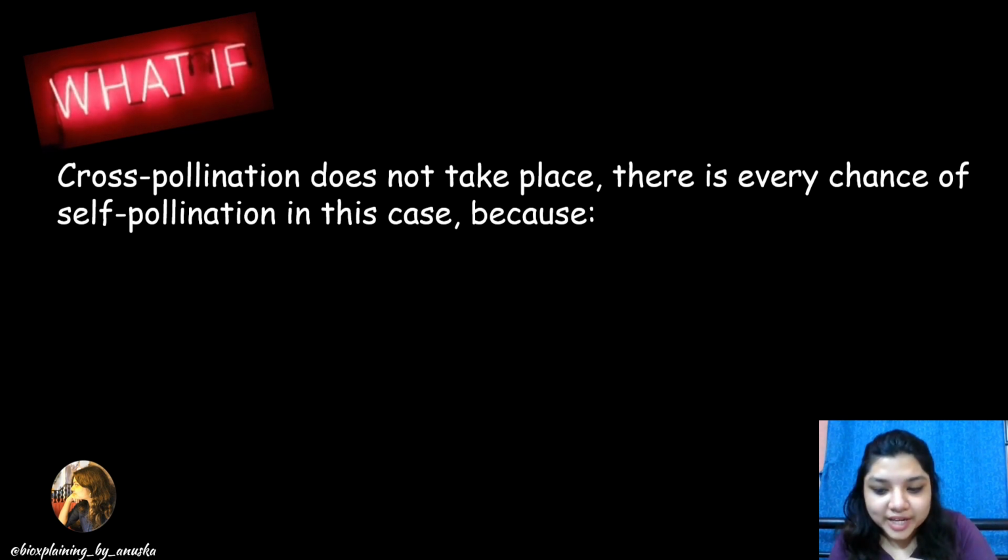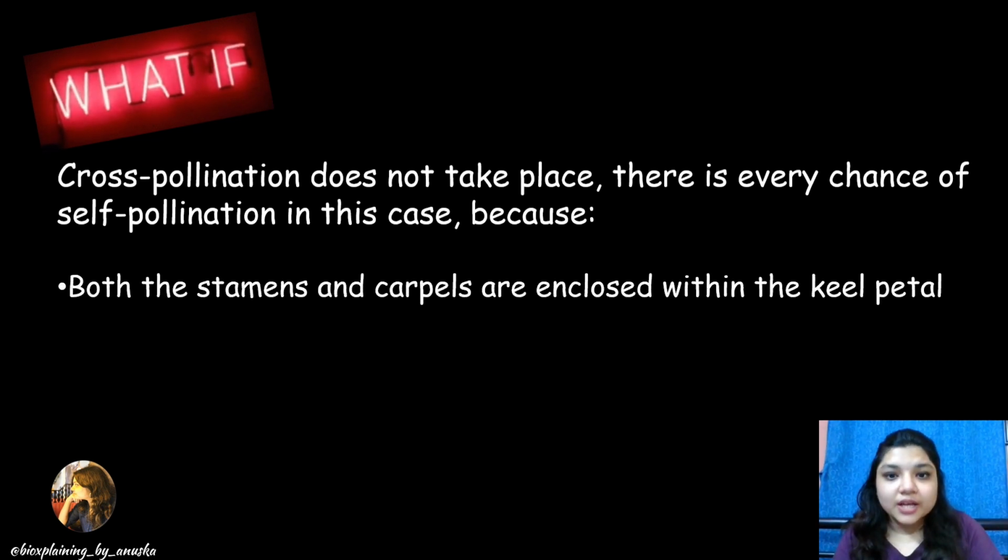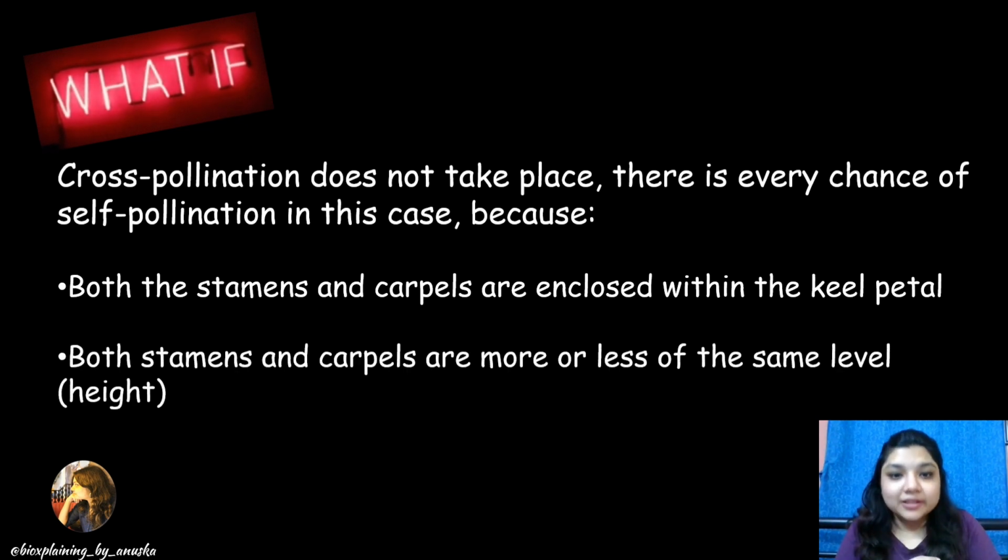Maybe you've guessed it right, that this flower is a bisexual flower. That means both the stamens and the carpels are enclosed within the keel petal, and both of them are more or less of the same height. That means these 2 points favor self-pollination also. That is, stamens and carpels are close to each other. They are of the same height.